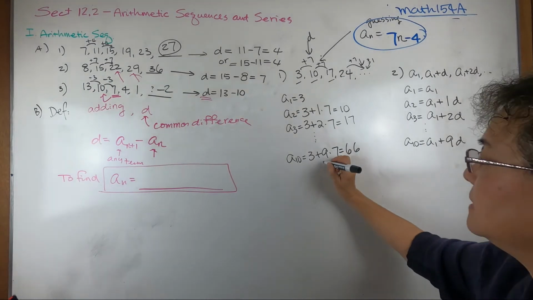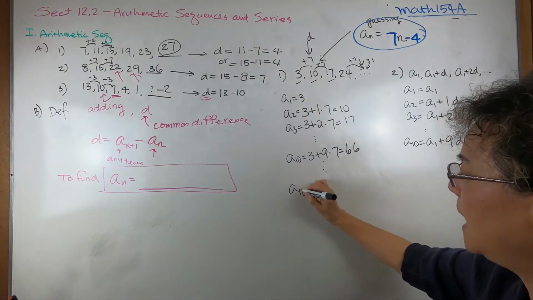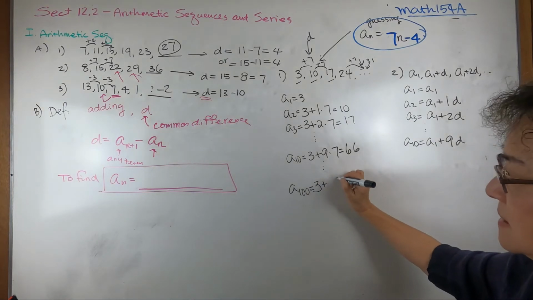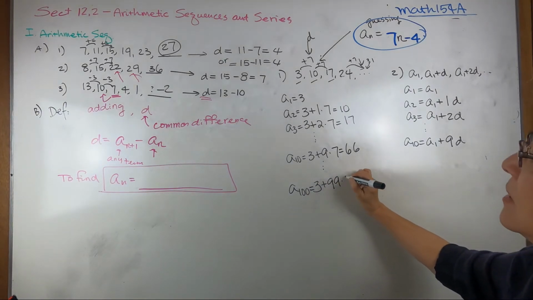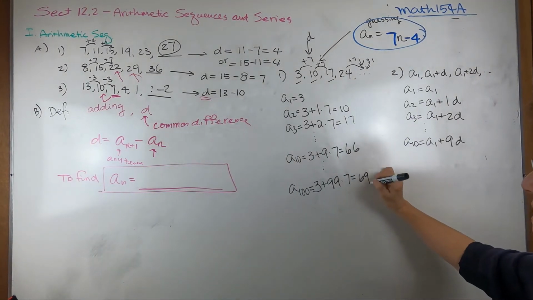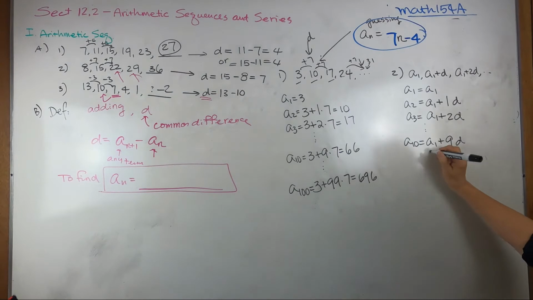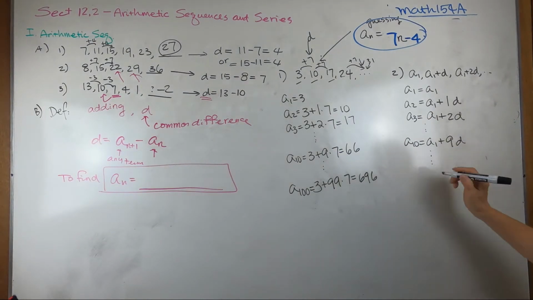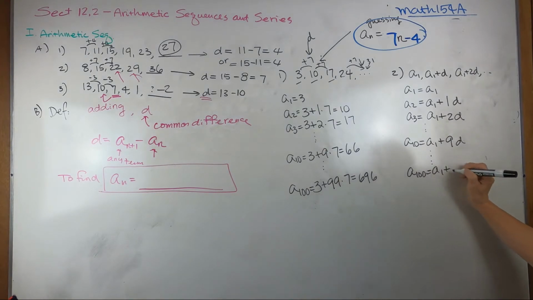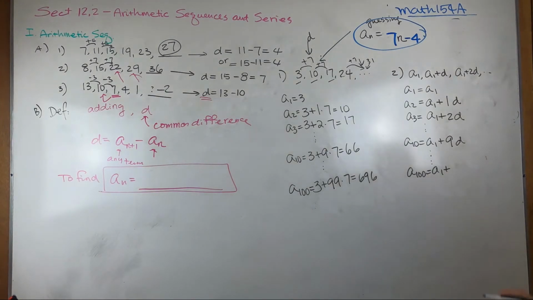Then if we do A100, that would be what? 3 plus how many distance away? 99 of them, right? So that would be, you just add them up. If we write it in the general term, A100, that would be A1 plus what? How many distance away? 99 distance away.